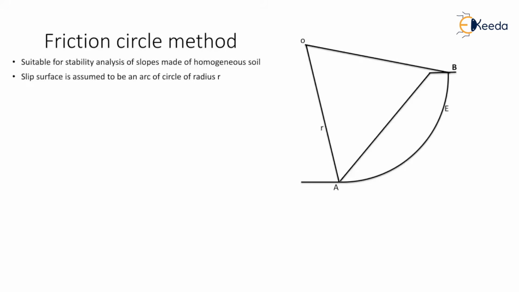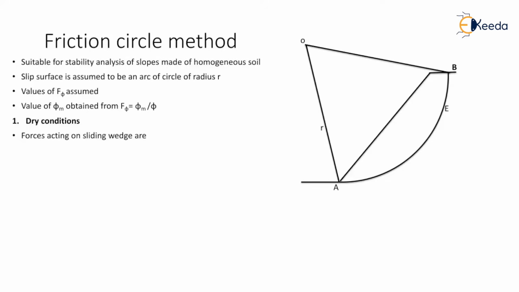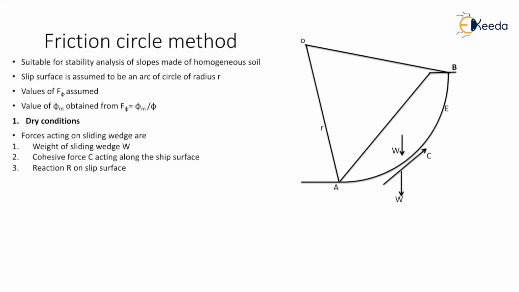Now the value of phi m, that is factor of safety with respect to friction, is assumed. Using this, the value of phi m is obtained from the equation F phi equal to phi m upon phi. Now for dry condition, forces acting on the sliding wedge are: first, weight of sliding wedge W acting in downward direction. Second force is cohesive force C acting along the slip surface. It is acting in upward direction as the wedge is sliding in downward direction. And now the third force is reaction R on the slip surface. So this is the reaction R on the slip surface.